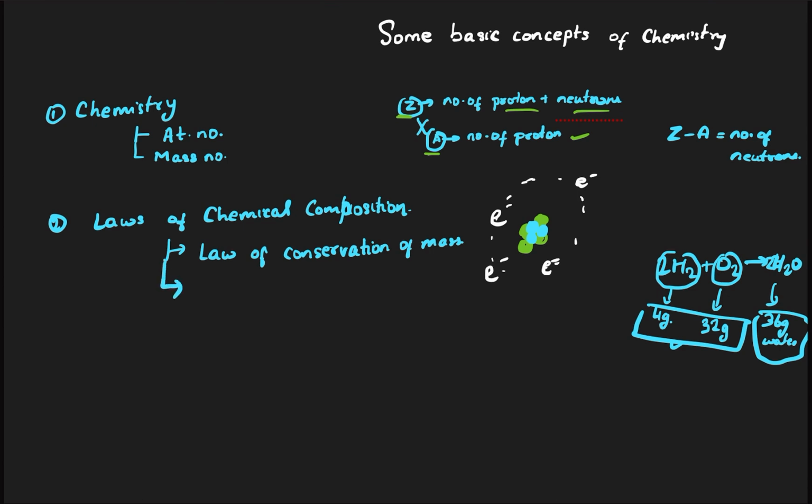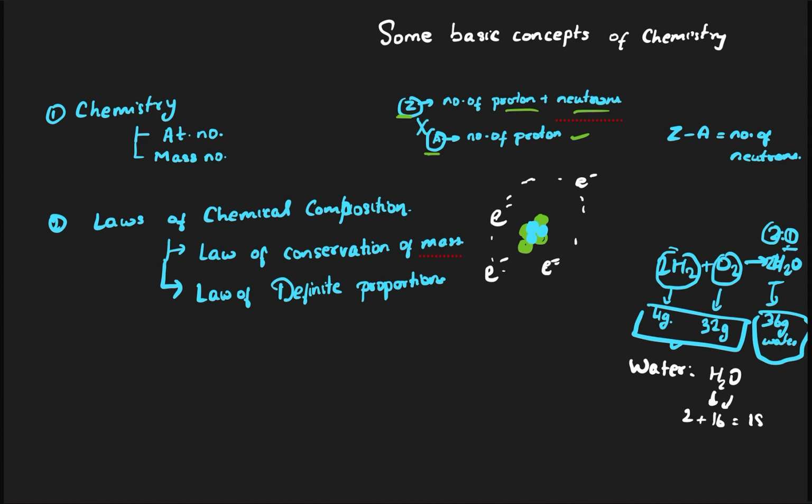Then we are going to study the law of definite proportion. This law talks with respect to proportion. Here 2 to 1 is the ratio. In H2O, 2 atoms of hydrogen are joining with 1 atom of oxygen. So that is water. Water is always H2O, having a definite proportion. 2 atoms of hydrogen and 1 atom of oxygen will have a mass of 2 gram plus 16 gram, which is 18 gram.